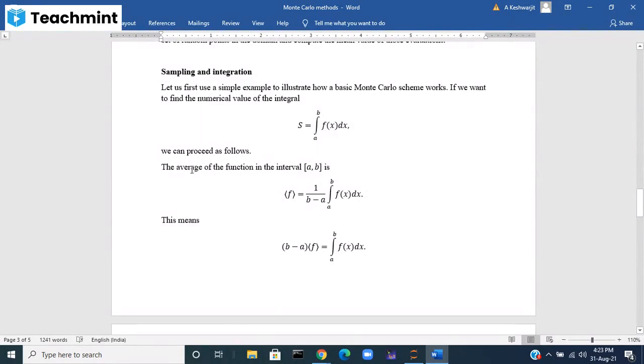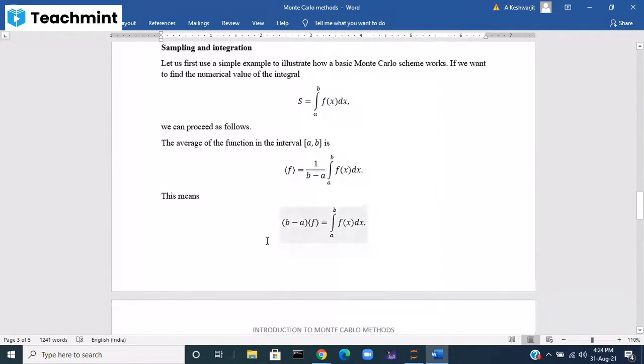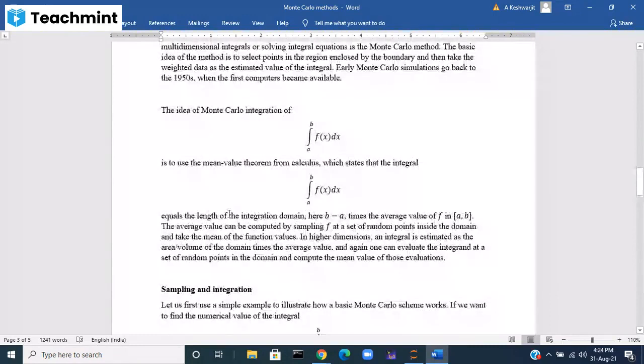First, the average value of the function in the interval a to b is defined by the expectation of f. The average value of f is equal to 1 over (b minus a) times the integral from a to b of f(x) dx. This means (b minus a) multiplied by the average value is equal to the value of this integral. This is the mean value theorem.